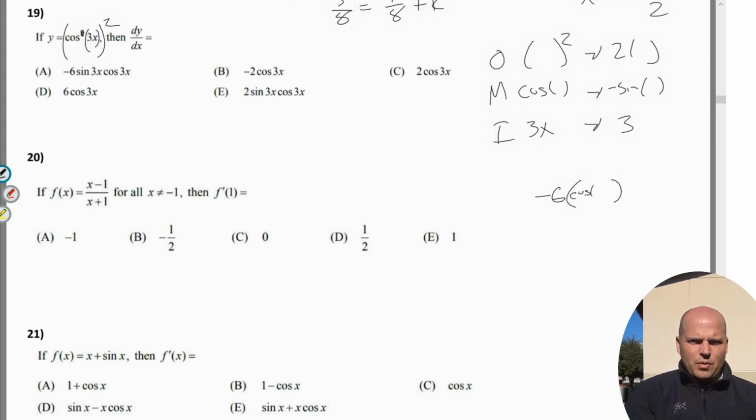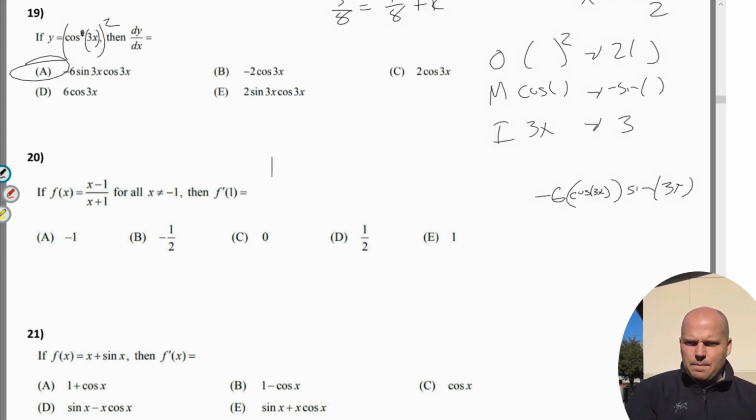What starts in that big parentheses stays in the parentheses. And then I'd have a sine. I already put the negative in front of the 6. What starts in the parentheses stays in the parentheses. So -6 cos 3x sin 3x.